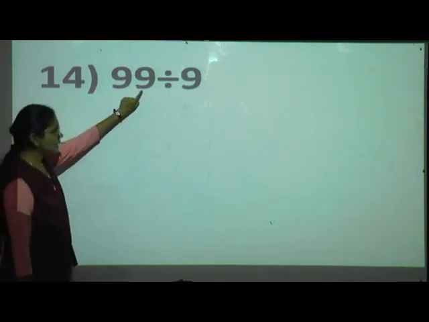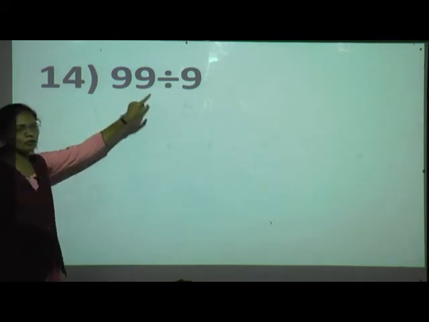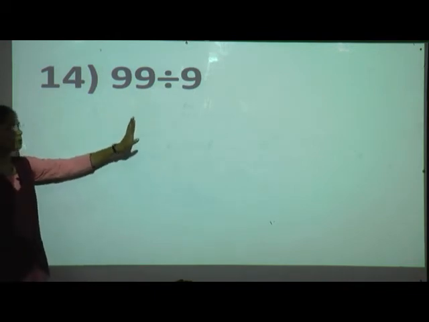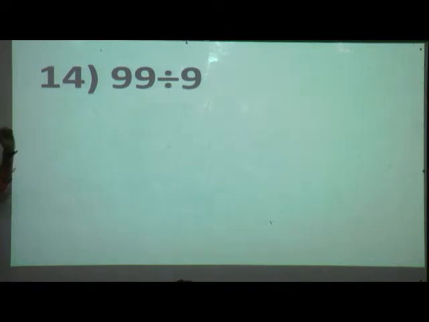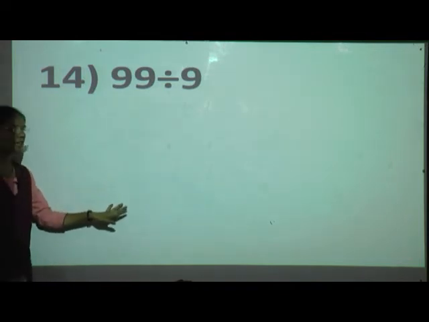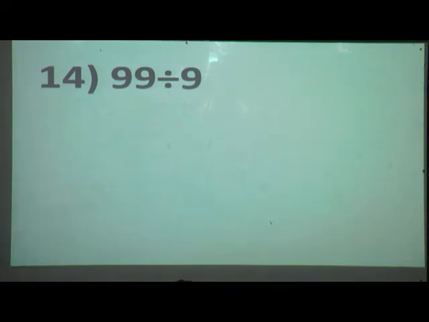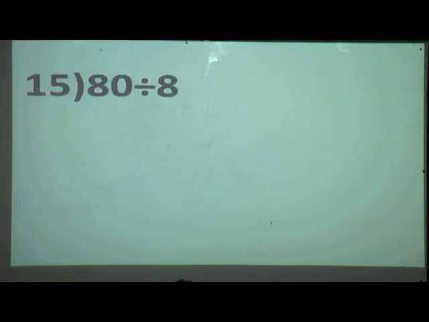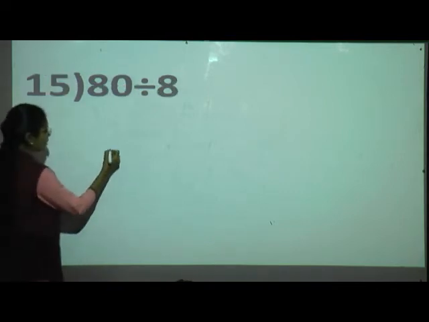Again this 9 which is at 1's place, that 9 you have to take it down and again you have to do 9 divided by 9, that is 1. Okay, and after that you have to write the answer. What answer you will get after division? 11. Okay, so try to solve this sum by your own. We will see the next example, that is 80 divided by 8.